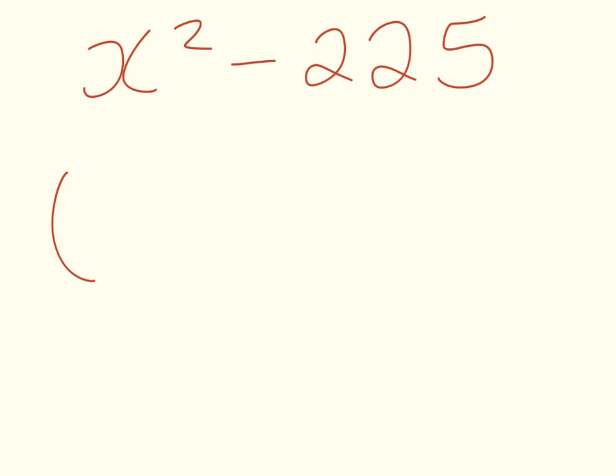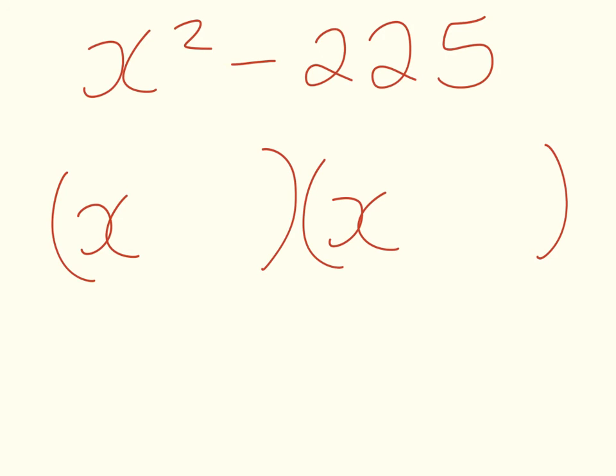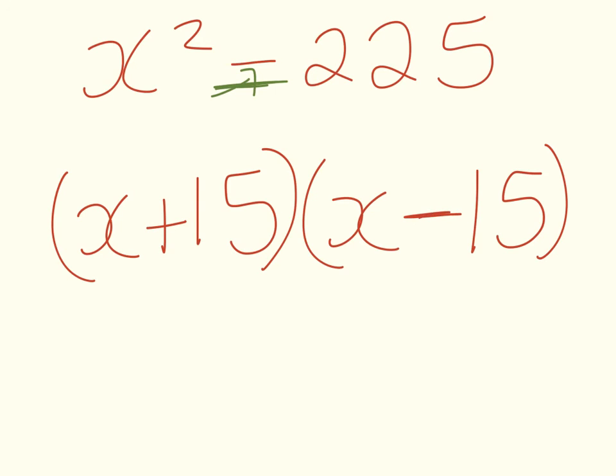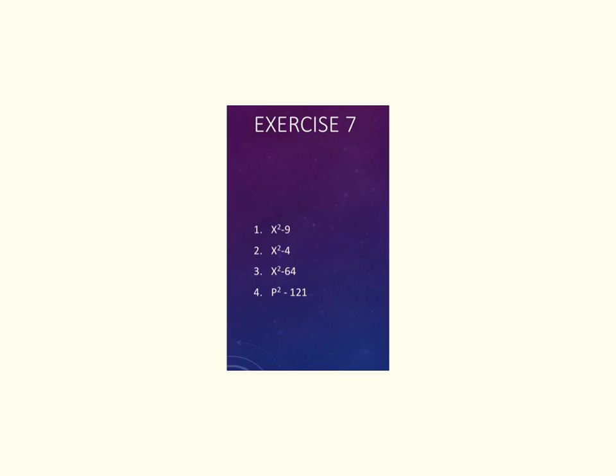Last example, we have x squared minus 225. Again, the only values that are going to multiply together to give me x squared are x. 225 happens to be an even square as well, so it has an even square root of 15. Again, I want to end up with a minus sign here, so our two signs must be different. So we'll have a positive and a negative. Now pause the video while you complete exercise 7. Don't forget, your signs need to be different and our numbers involved are always even square roots.